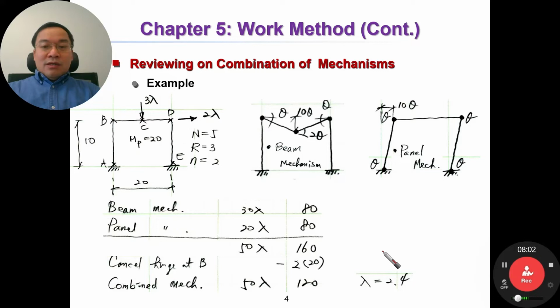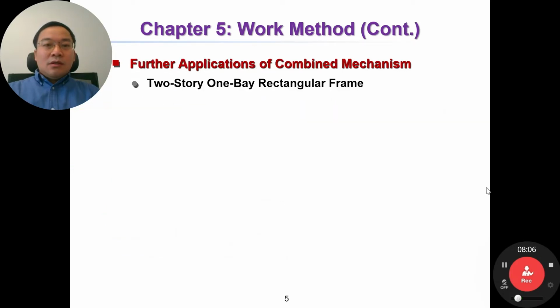Okay, so now we are moving to some more applications of combined mechanism, or combination of mechanisms. We consider a two-story, one-bay rectangular frame, as you can see here.